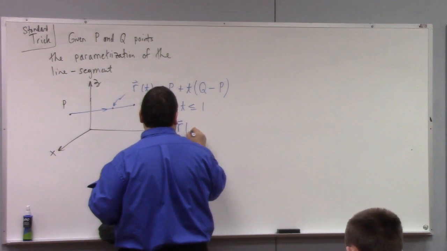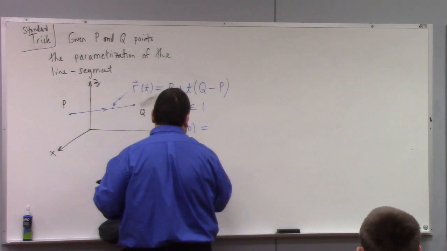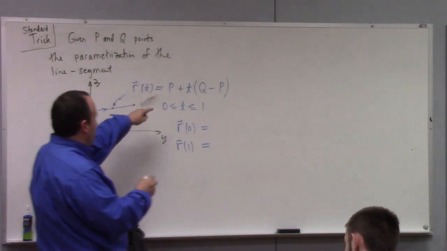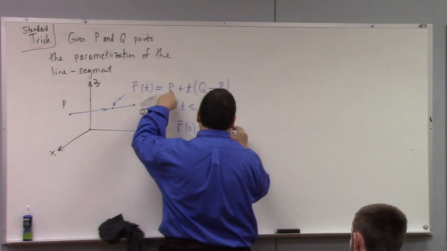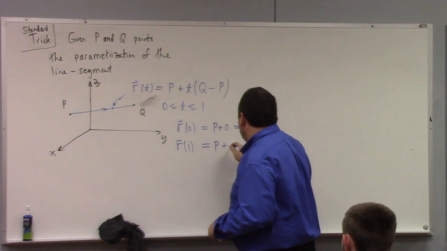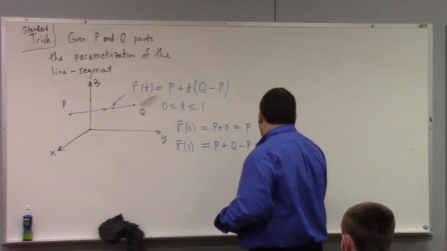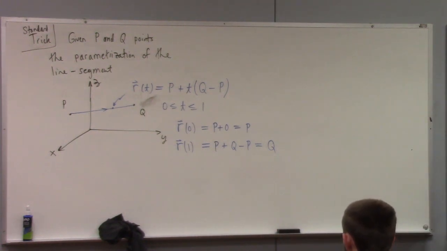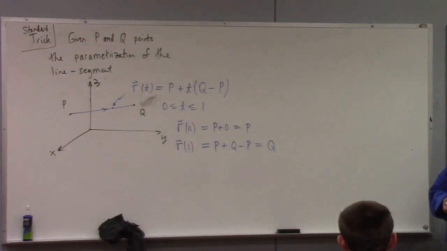Now you guys try it out. What happens when we plug in 0? What do we get? What happens when we plug in 1? What do we get? I mean, try it out. You get p plus 0, so you get p, right? What happens when you plug in 1? You get p plus q minus p, also known as q. So this is a line segment. You must remember this. If I ask you to parameterize a line segment between 2 points, this is your go-to formula. It's simple. Know it. Don't try to rederive it. Learn this. Although, it would be good if you understood it.